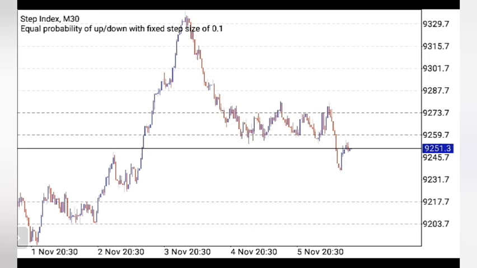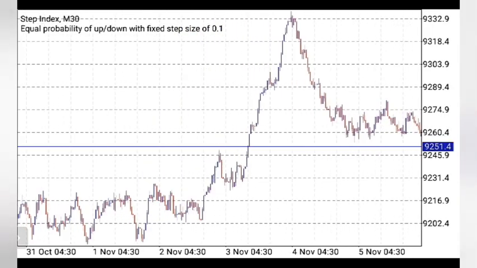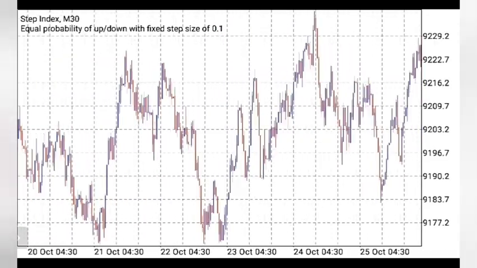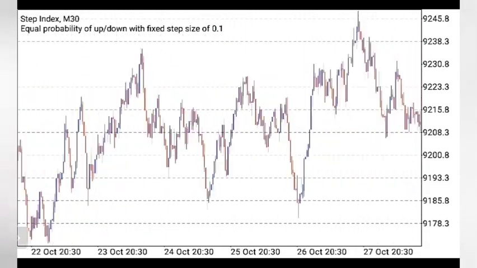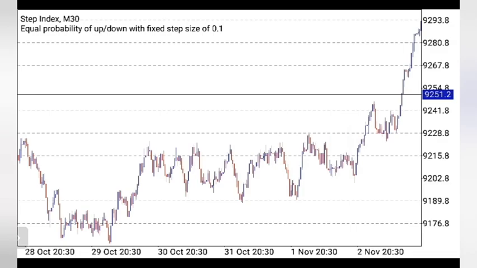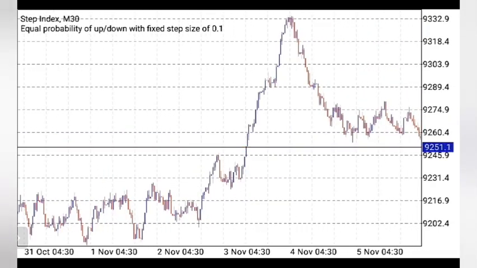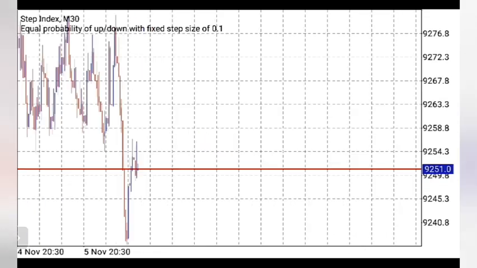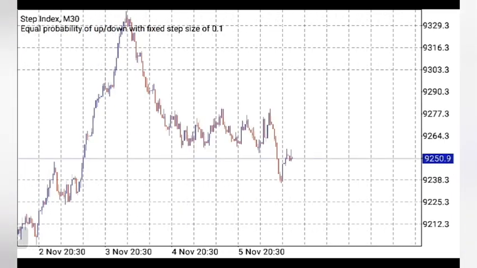Now this is Step Index, and this is the M30 time frame. I'm going to show you how you can trade this commodity very profitably. A lot of people complain how they lose and lose until they find themselves indebted. But if you can just follow this simple strategy, this simple principle I'm going to show you, it is going to be very profitable. You are going to be making a lot of profits.